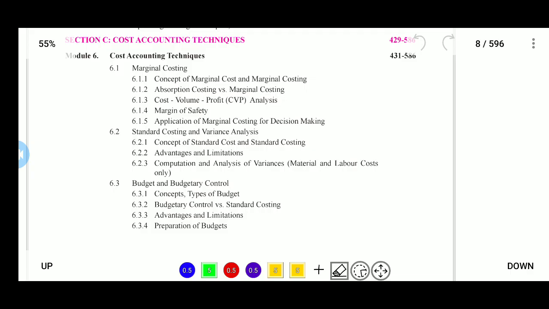Budget and budgetary control are the last module. So in budget and budgetary control, what you have to do is simply cash budget, sales and production budget, purchase and production budget. That's it. There is no need to worry about how many chapters, how many sums, how many topics there are, right? No need to worry about it.